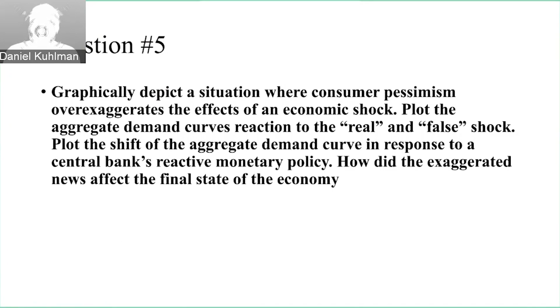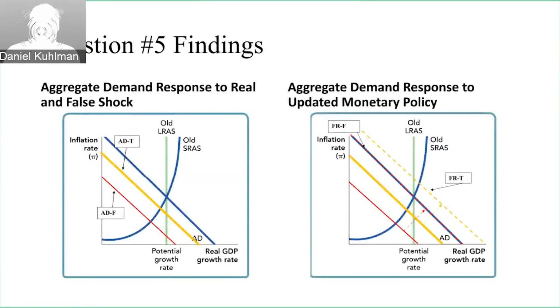Also, it asked, how did the exaggerated news affect the final state of the economy? We can look, and to our left is an aggregate demand response to real and false shock. So we can see the aggregate demand true is only an aggregate demand shock of 5%, so it decreased 5%. And we can see the false consumer pessimism said that it decreased all the way to 10%. So then we can see in the response to this through monetary policy, by raising it by 10%, it should reach a level of equilibrium.